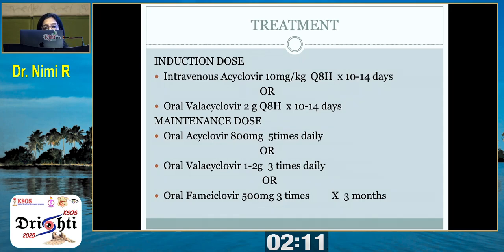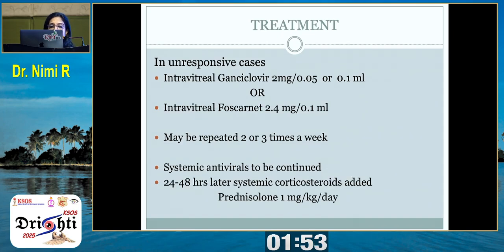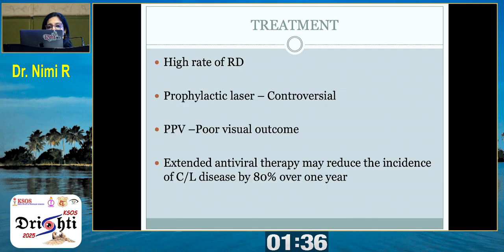Treatment is basically with systemic antivirals: intravenous acyclovir 10 milligram per kilogram thrice daily for 10 to 14 days as an induction dose, followed by a maintenance dose of oral acyclovir 800 milligram 5 times daily for at least 3 months. In unresponsive cases, intravitreal injections like ganciclovir or foscarnet can be given, which have to be repeated 2 to 3 times a week, and systemic antivirals are continued along with the intravitreal, and after 24 to 48 hours you can start corticosteroids.